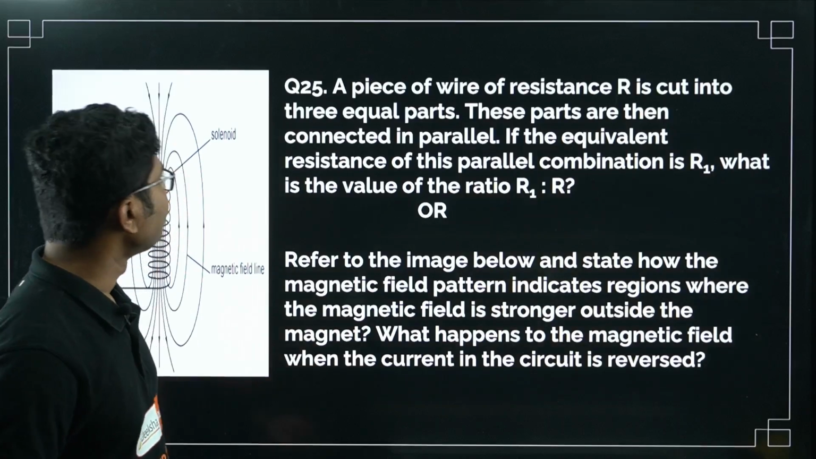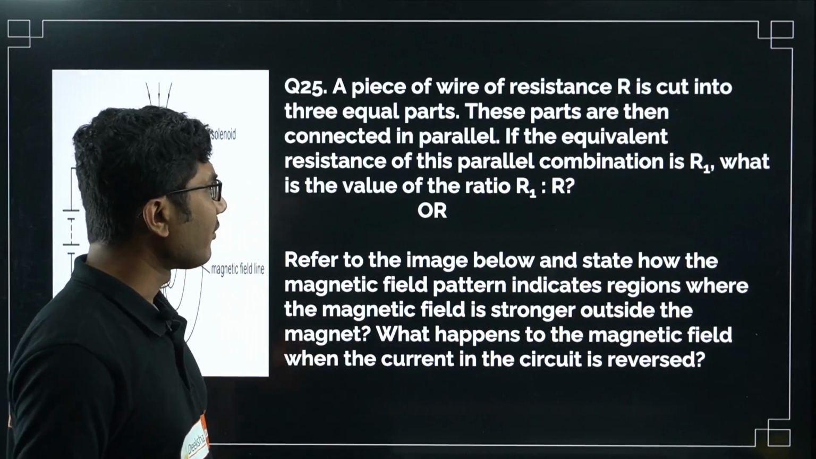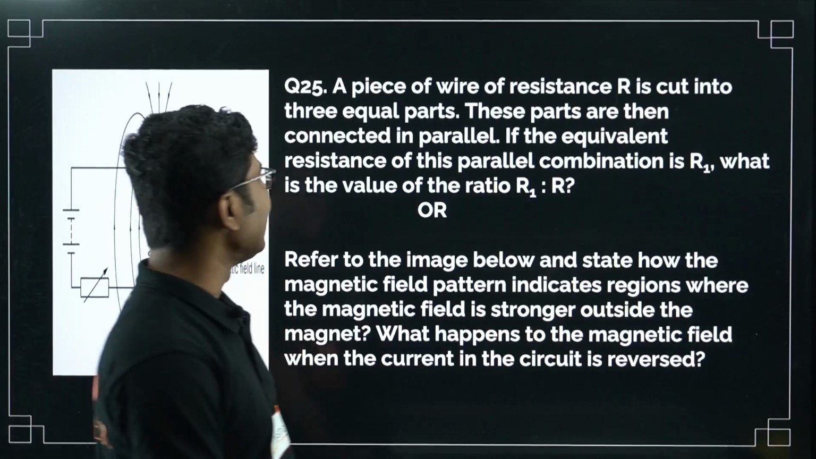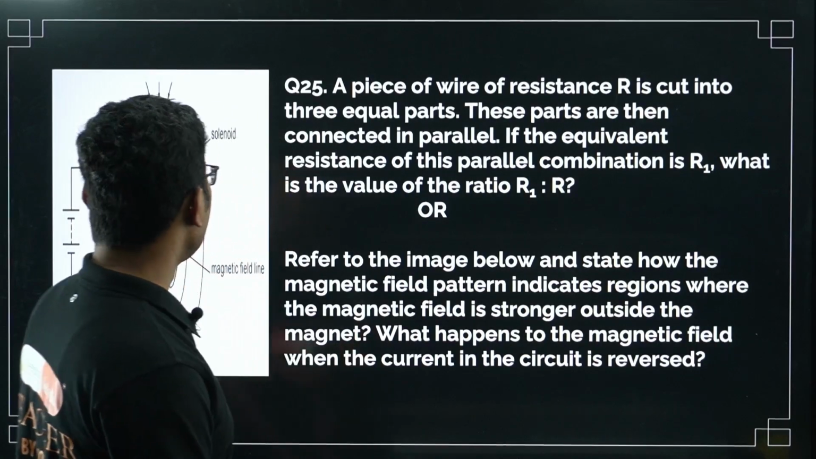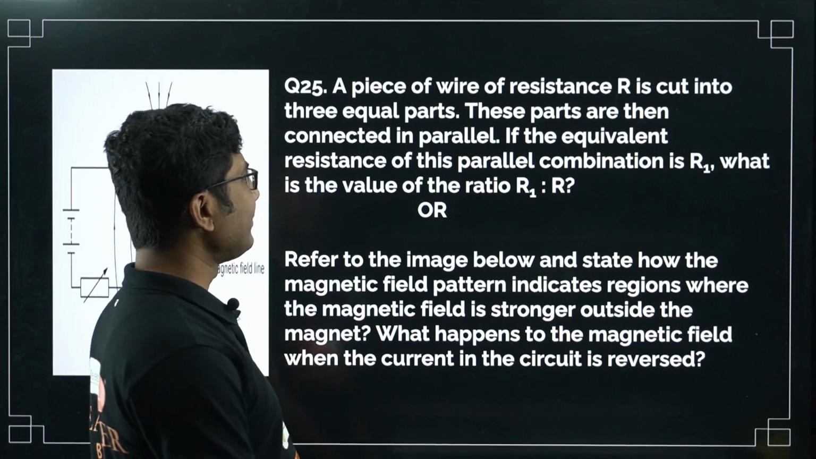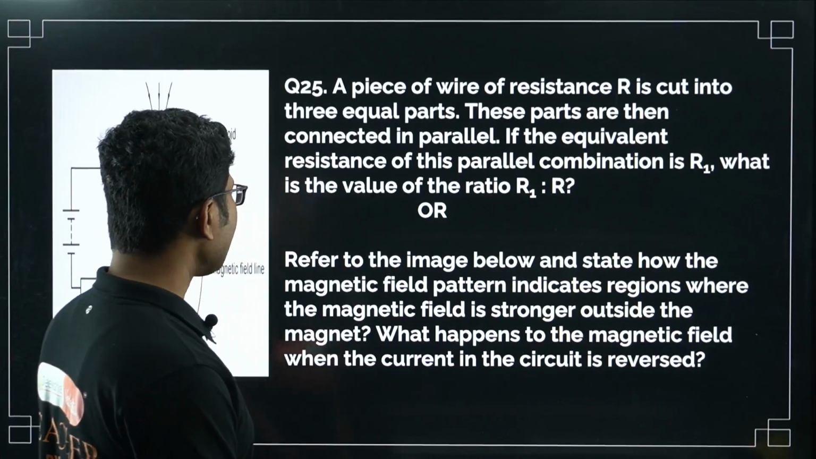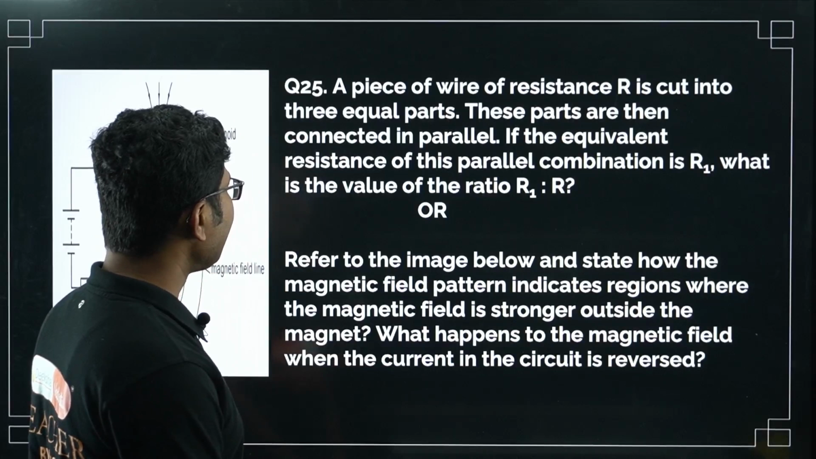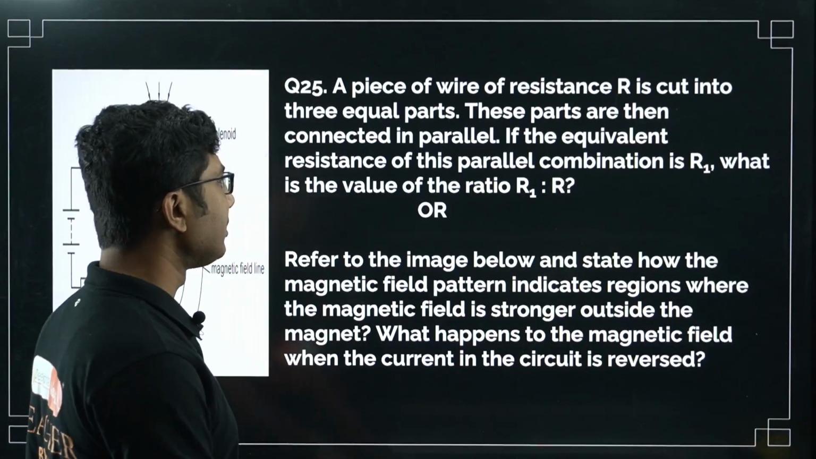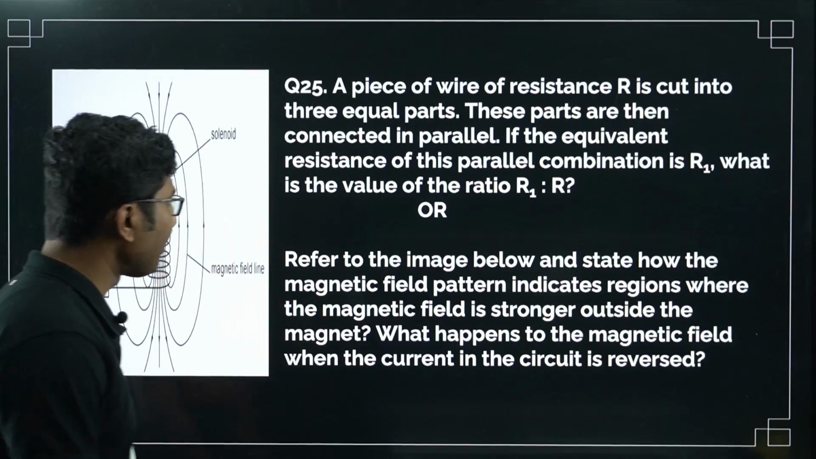Now next part, question number 25. A piece of wire of resistance R is cut into 3 equal parts. Okay, these parts are then connected in parallel. If the equivalent resistance of this parallel combination is R1, what is the value of the ratio R1 is to R? So we will solve that in a while, but let's look into the second part also.